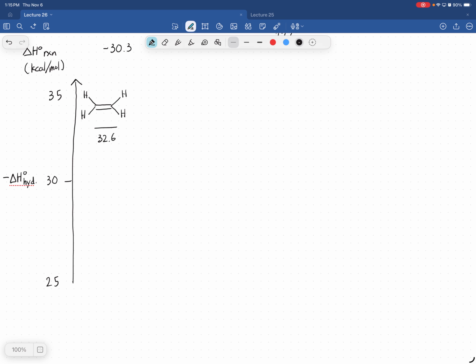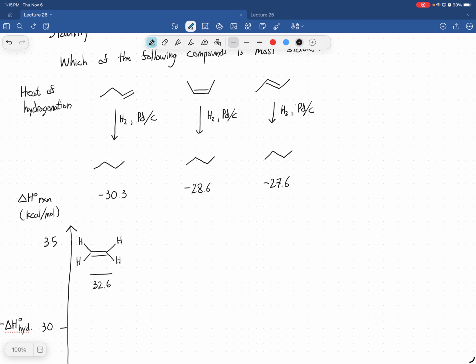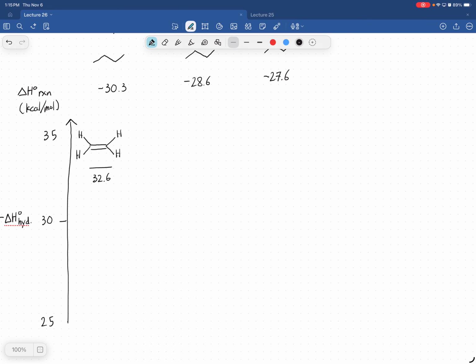All right, well, we already did one of them. One was mono-substituted, so only one R group on the alkene. So that's around 30.1 here. So let's put it closer to 30 right here, 30.1.